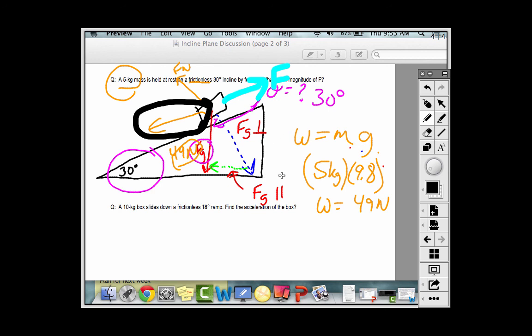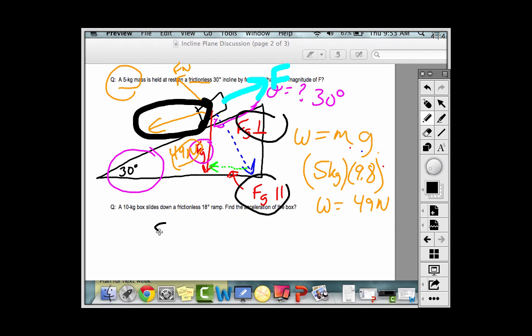So kind of think about it. Who would make it want to move down the plane to the left? The force of gravity parallel or the force of gravity perpendicular? Parallel, right? I think that makes sense. That would be the force that would cause it to want to slide down this plane. It says that it's held at rest, so it's not moving. So if we can figure out F sub g parallel, we will know what this big F is. So how do we solve for that?